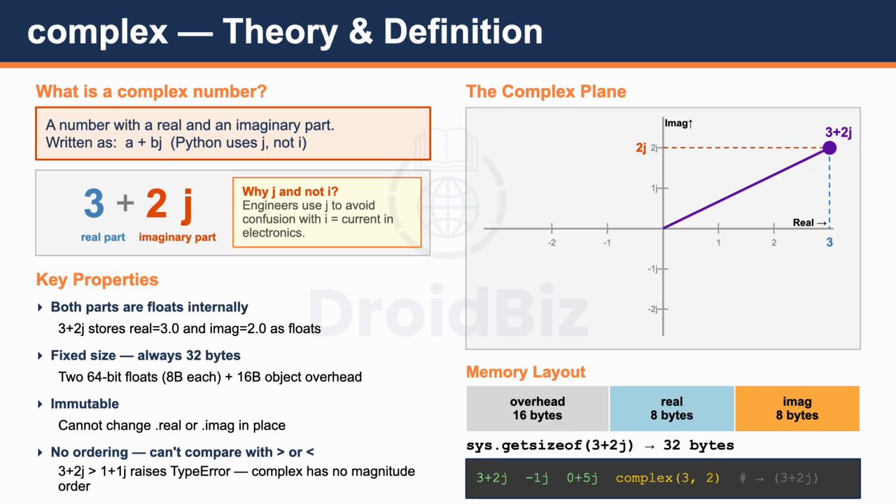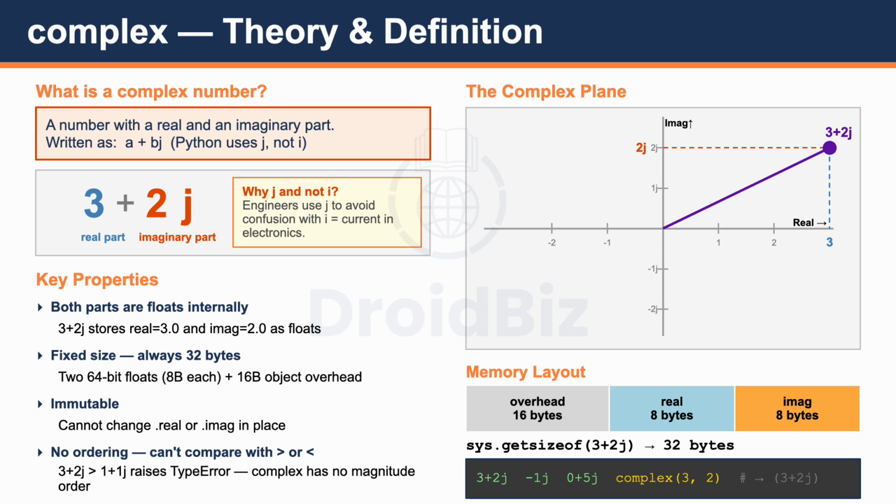Now complex numbers, a number with a real part and an imaginary part, written as a plus bj. Python uses j instead of i because in engineering, i already means electric current. So 3 plus 2j has a real part of 3 and an imaginary part of 2. You can picture it as a point on a 2D plane, 3 along the horizontal real axis and 2 up the imaginary axis.